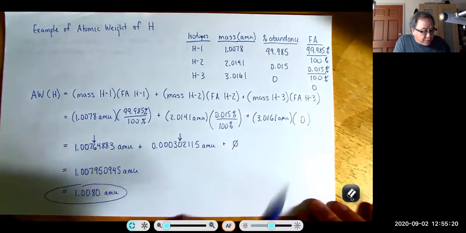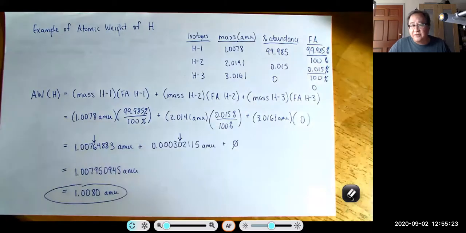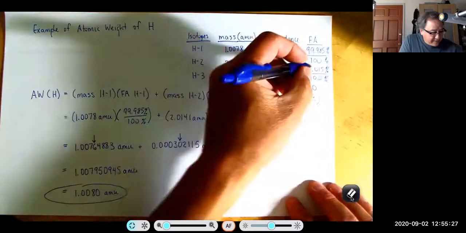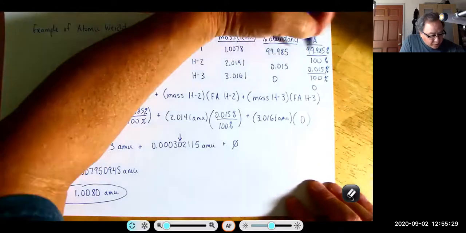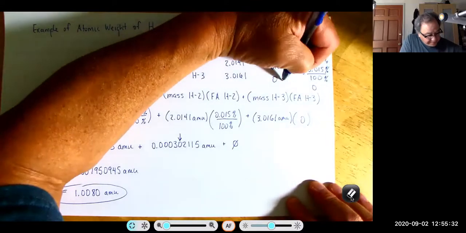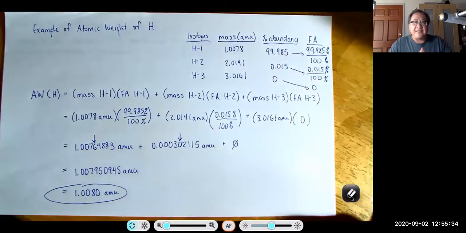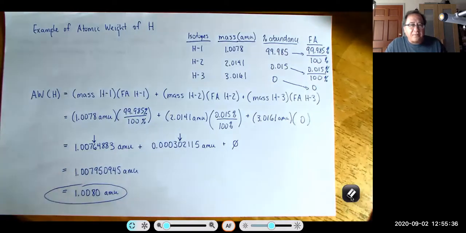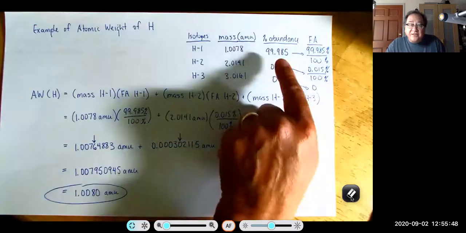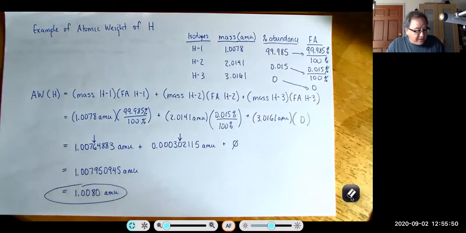Now, this is an interesting one. The percent abundance of H3 is 0, which makes you think that it does not exist, okay? These fractional abundances are written a little off kilter here. It doesn't mean it exists. When you talk about a percent abundance of 99.985, you're really talking about a sample size of 100,000. So if you had 100,000 atoms, 99,985 would be H1, 15 would be H2, and 0 would be H3.